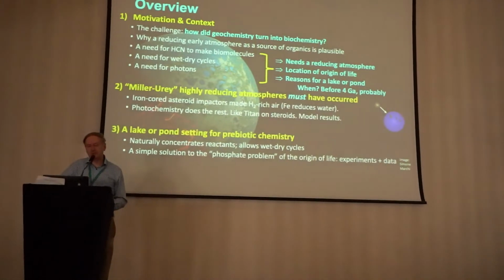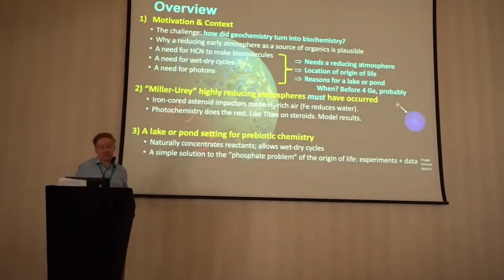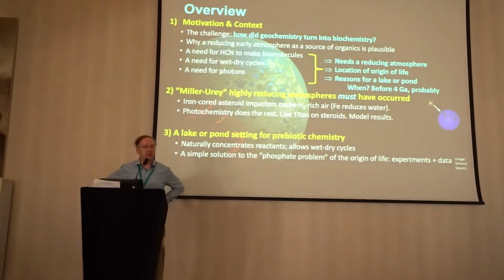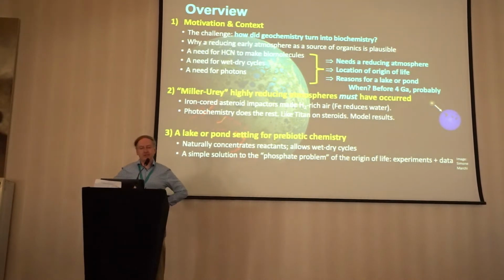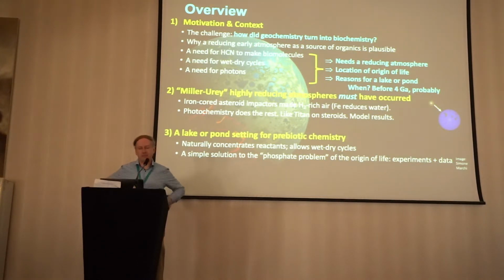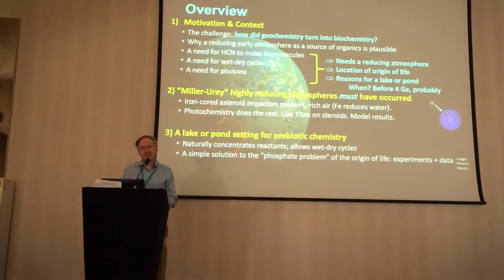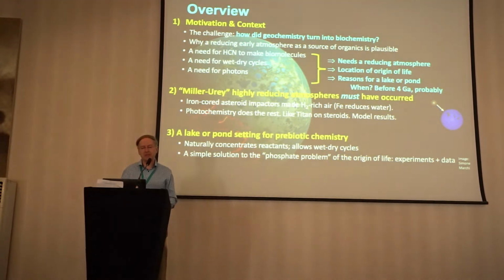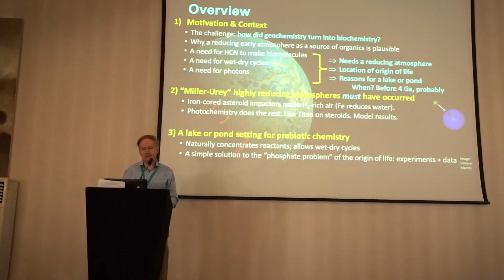So here's an overview of what I will talk about. The talk has three parts. First of all, I'll talk about some background for people who are from other disciplines, the motivation and context. But what we're trying to address in the origin of life problem is, how did geochemistry become biochemistry? And I'm going to argue that a reducing early atmosphere, at least a transient one, was a plausible source of organics on the early Earth. That laboratory chemistry points to cyanide as being important, and wet-dry cycles and a need for photons.